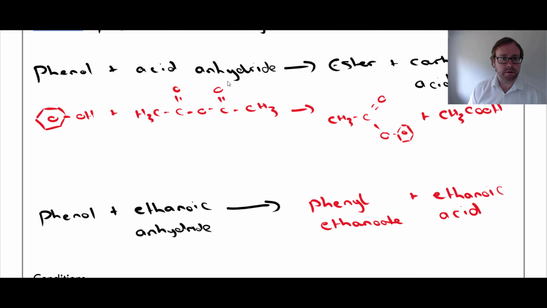Okay, so the only difficult thing is trying to figure out your ethanoic anhydride. Yep, so it's 2 ethanoic acids joined together using this O. So we form an ester, and unsurprisingly, we're going to use one part of our anhydride to form phenyl ethanoate, which means that we're left over with ethanoic acid. So you take your acid anhydride and you're left over with a carboxylic acid.